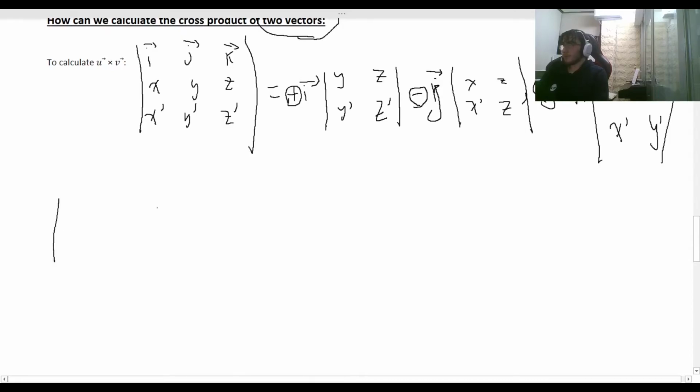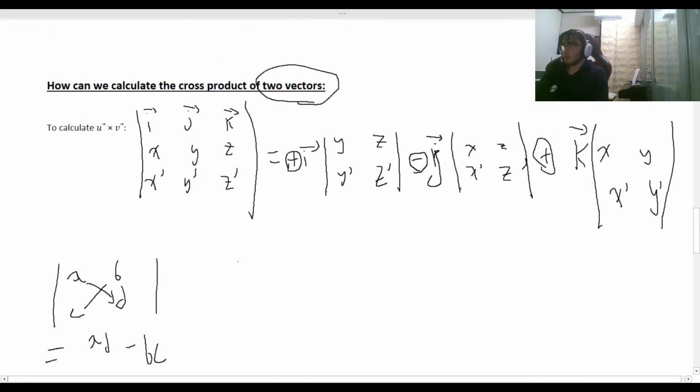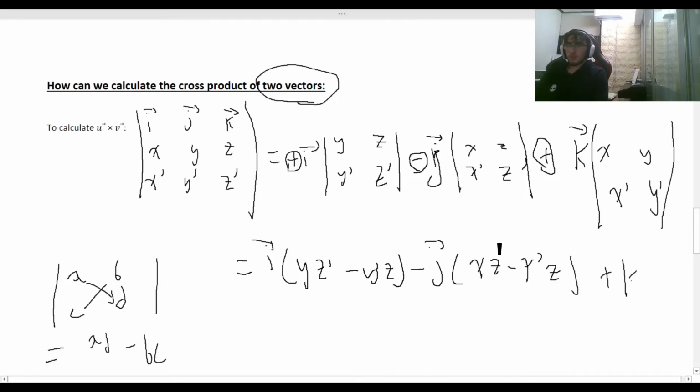Okay, so if you have a matrix that is A, B, C, and D, we calculate this matrix by multiplying A and D minus C times B. So it's AD minus BC or CB, whatever. It's equal to I vector into (yz prime minus y prime z), minus J vector into (xz prime minus x prime z), plus k vector into (xy prime minus x prime y).